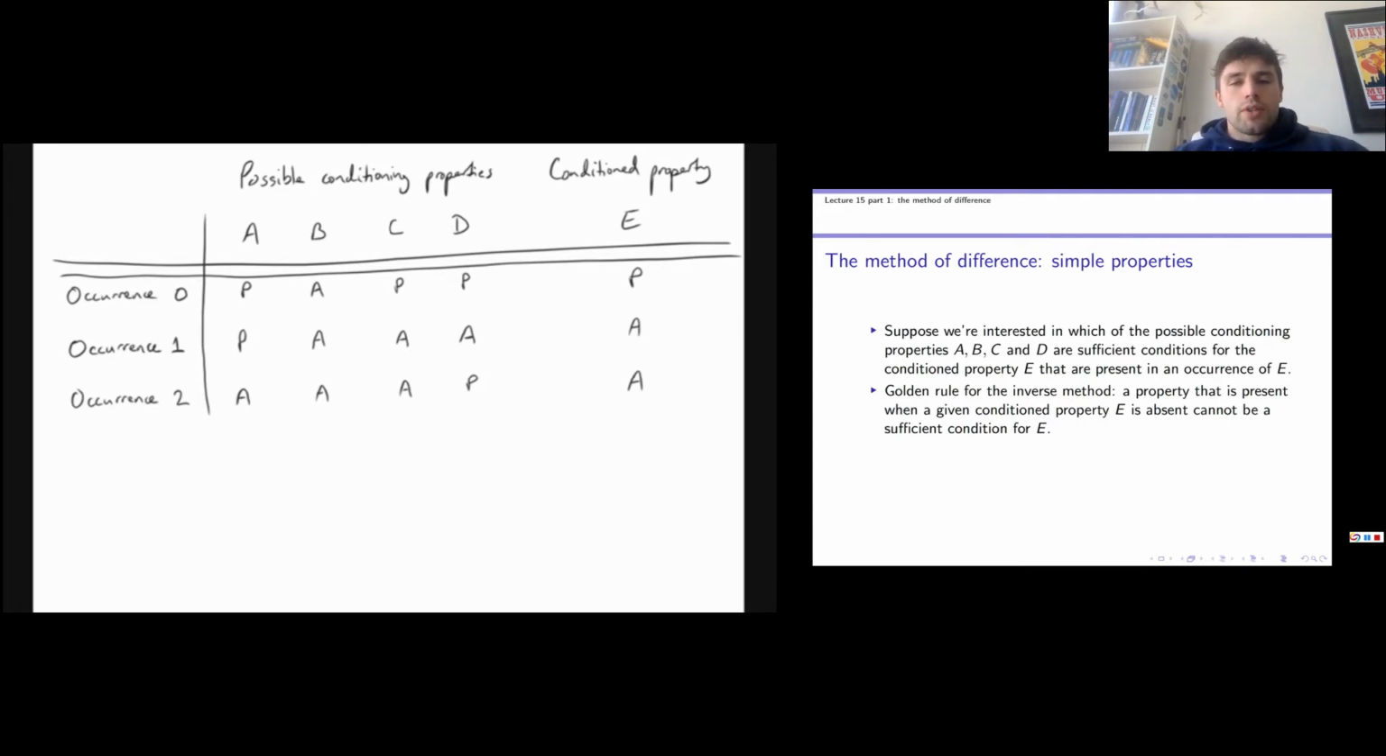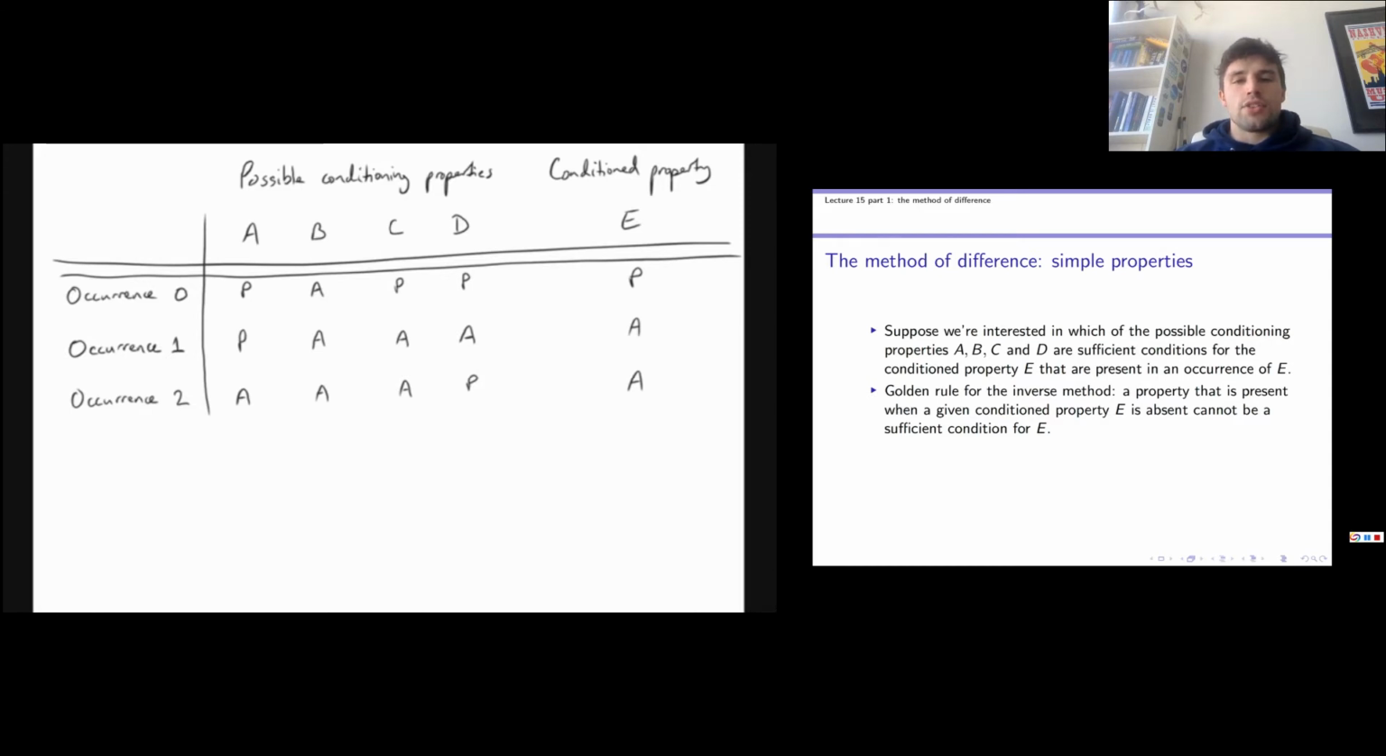Again, we're looking for which of the properties present in a certain occurrence of the conditioned property E are sufficient conditions for that conditioned property E. Occurrence 0, while it cannot tell us what the sufficient conditions are, tells us which of the possible conditioning properties are the ones we should be interested in. We say it defines the possible conditioning properties of interest. Now if we look at occurrence 0, we see that A, C, and D are the only possible conditioning properties that are present in this occurrence of E.